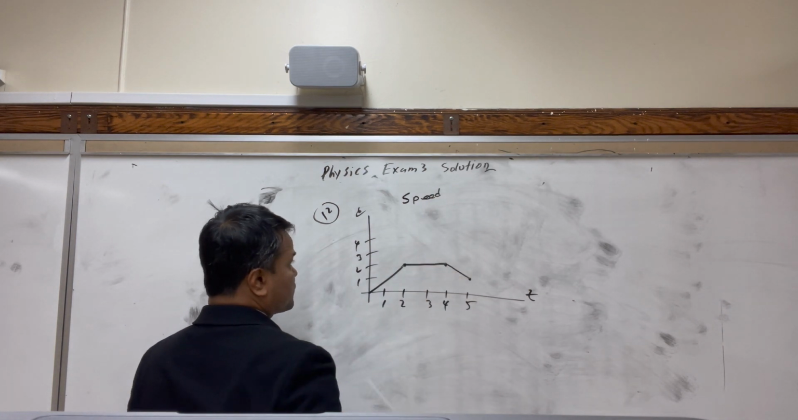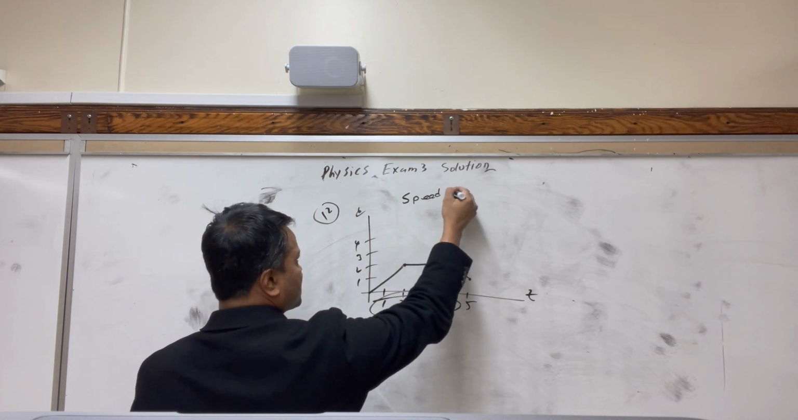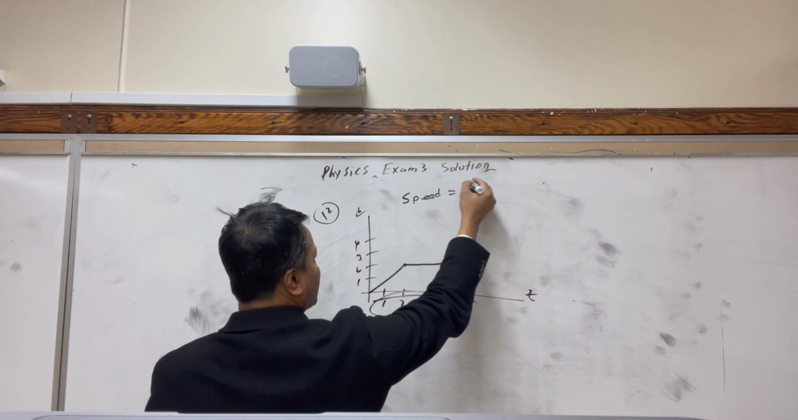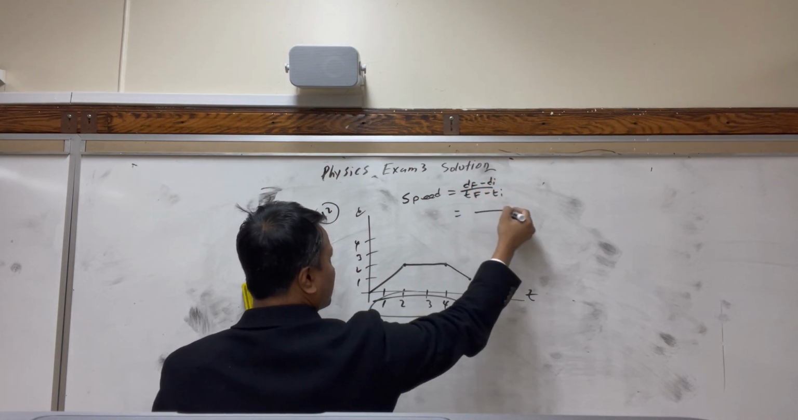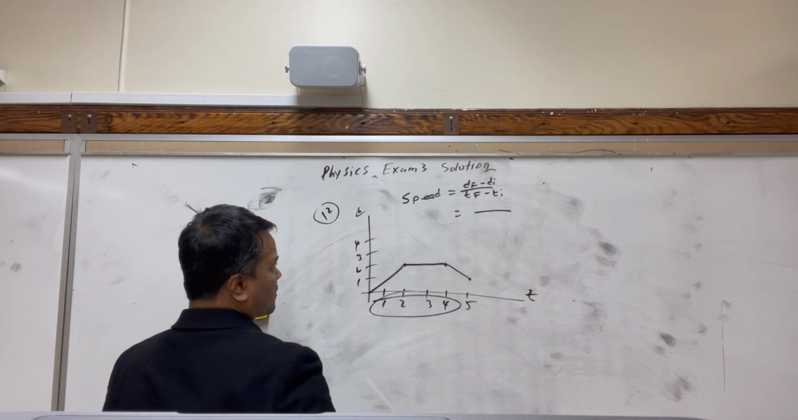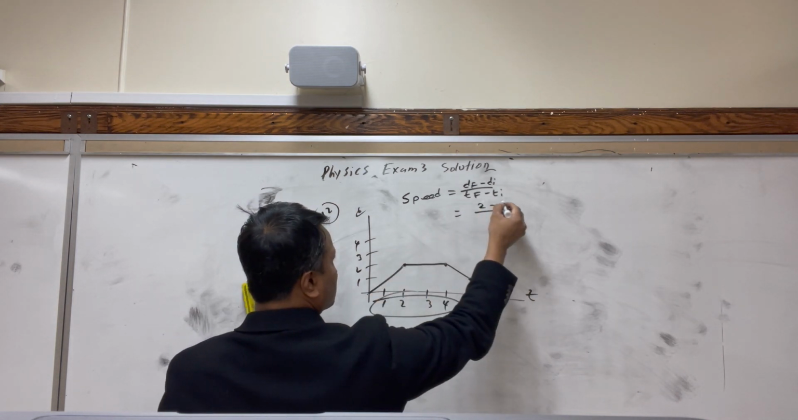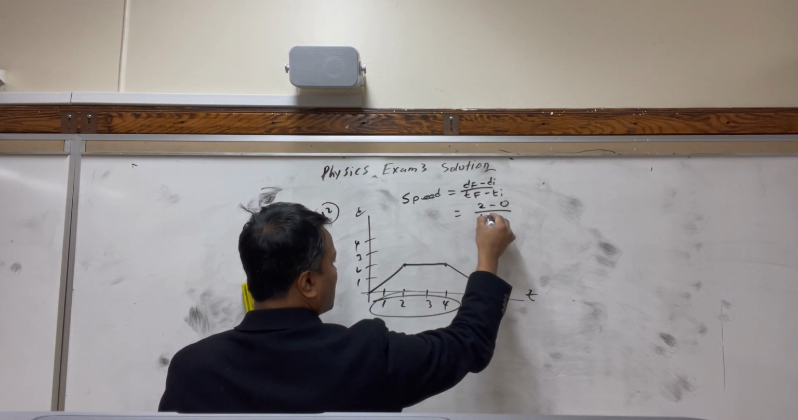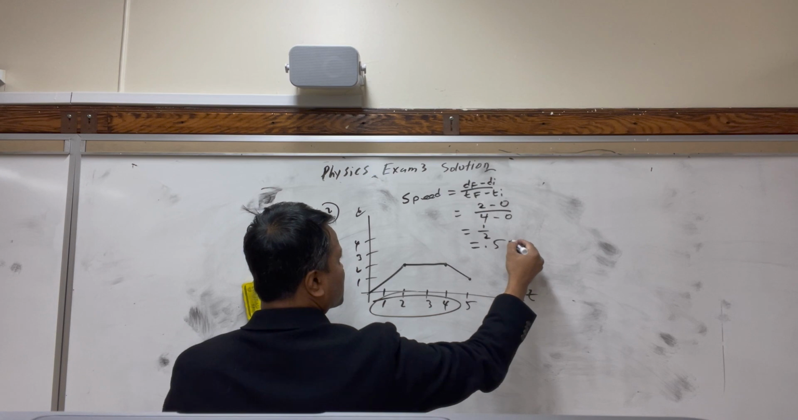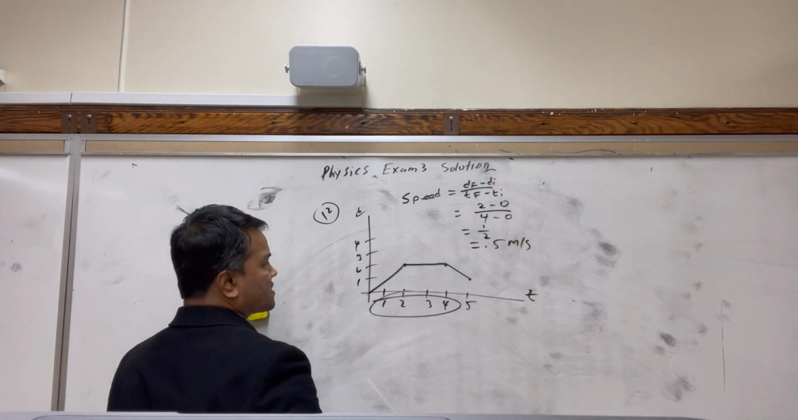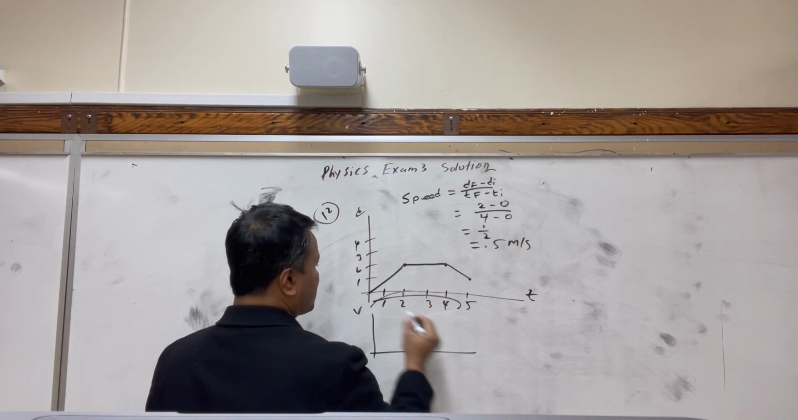All right, so there are 2 ways to find it. Average speed for first 4 seconds. So speed is, of course, df minus di over tf minus ti. So df would be, okay, this is 1, 2. This is 2. 2 minus 0, and this is 4 minus 0. So 1 over 2 is 0.5 meter per second. This is average speed. We can do it a different way by converting it to a vt graph.